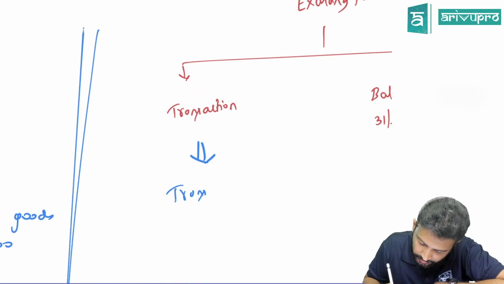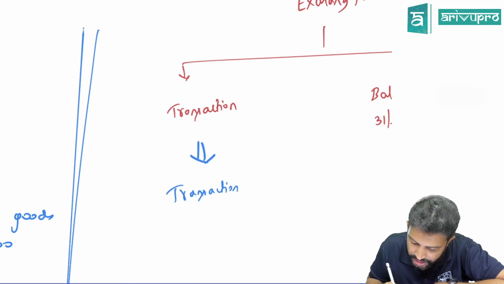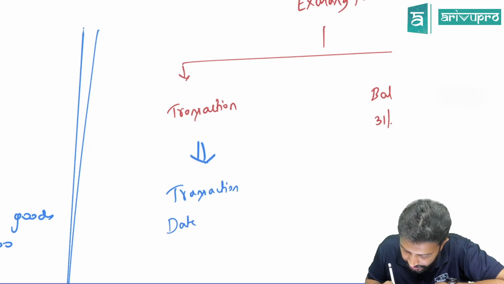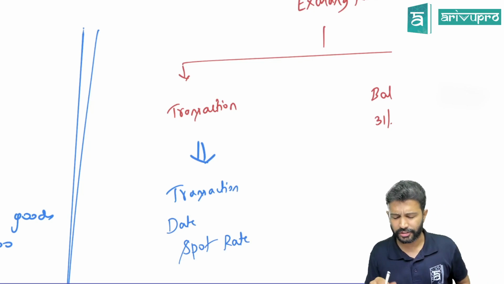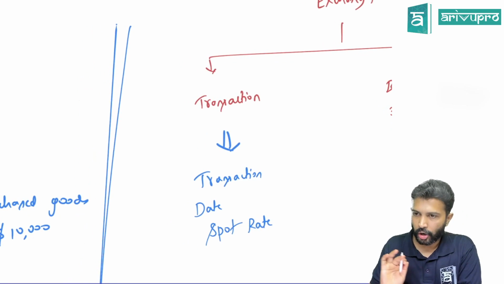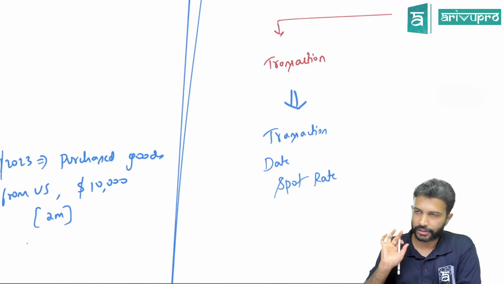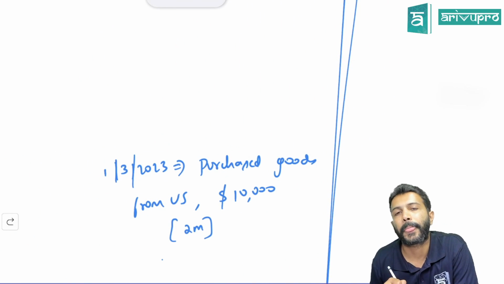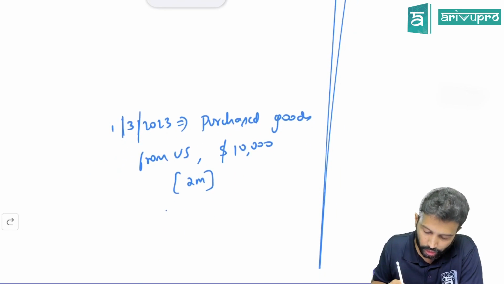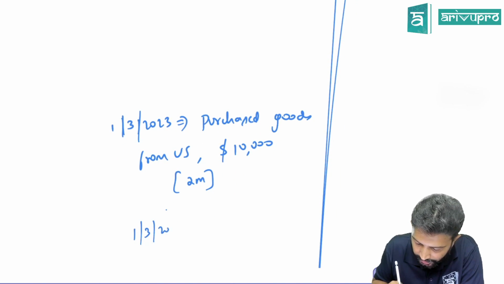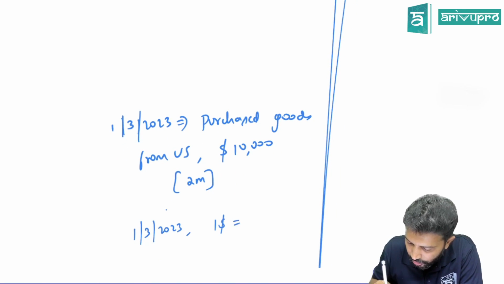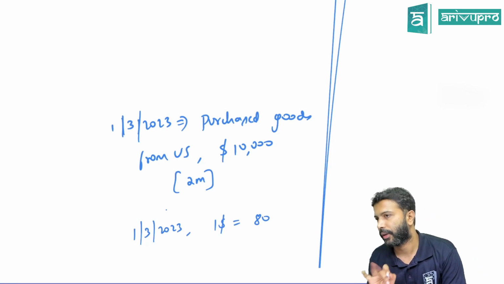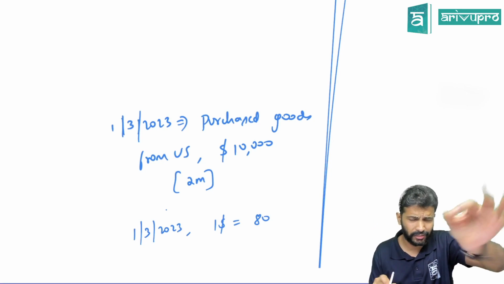I'll write it first and then we'll explain. Transaction date spot rate. What does it mean? Listen. Just check the screen. Good enough. When did this particular transaction happen? 1st March. On 1st March 2023, $1 was equal to, let's say, 80 rupees. This is an assumption. On this day, you'll get the exchange rate.